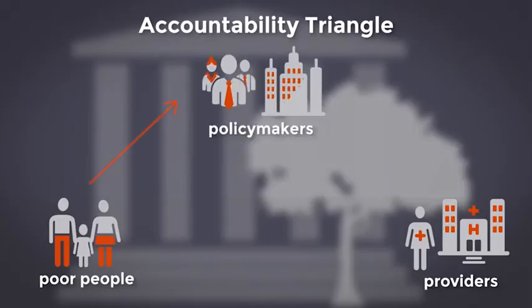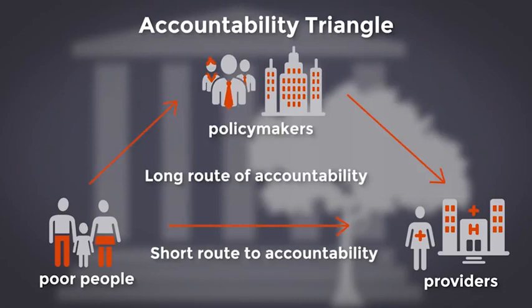We then explored the long and the short routes to accountability. We viewed elections as a very blunt and often insufficient form of citizen engagement, representing the long route to accountability, and then highlighted the need for more rigorous and regular forms of engagement that involve direct interaction between citizens and service providers, which is the short route to accountability.